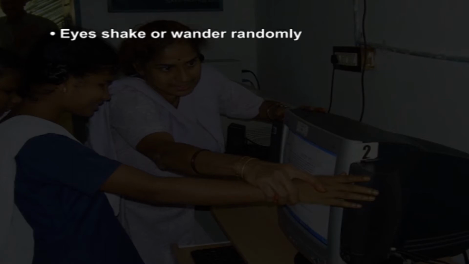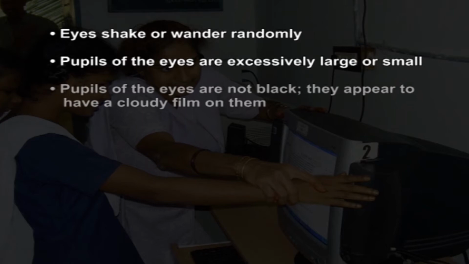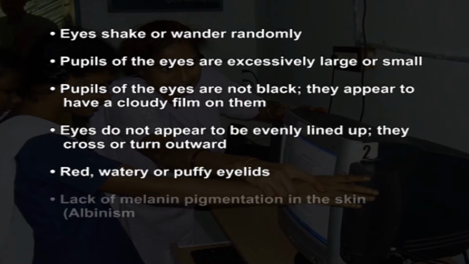Now, I will give you a simple checklist that can help to identify vision problems in children by appearance and by visual behavior. By appearance: eyes shake or wander randomly. Pupils of the eyes are excessively large or small. Pupils of the eyes are not black, they appear to have a cloudy film on them. Eyes do not appear to be evenly lined up, they cross or turn outward. Red, watery or puffy eyelids. Lack of melanin pigmentation in the skin.